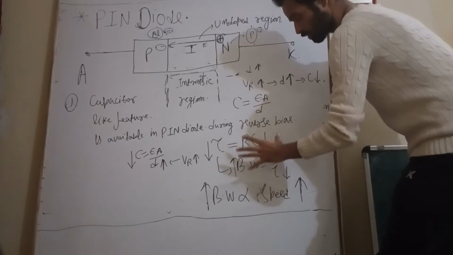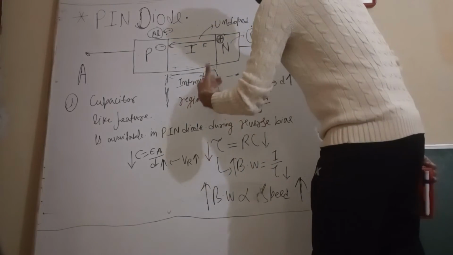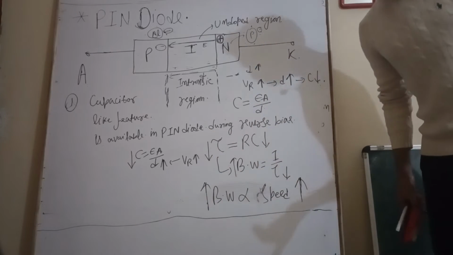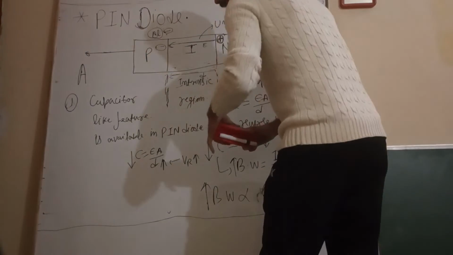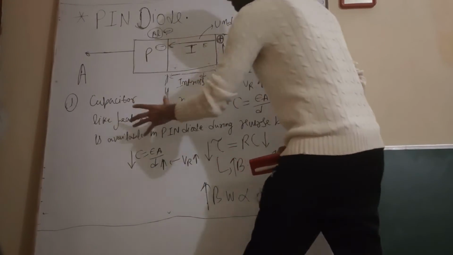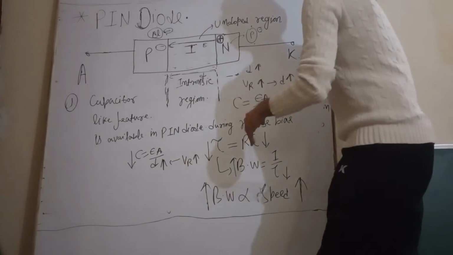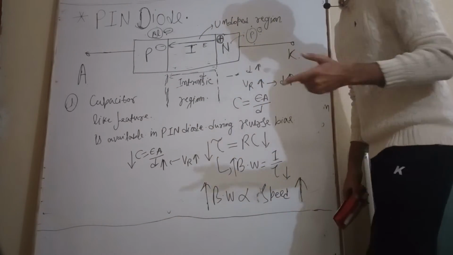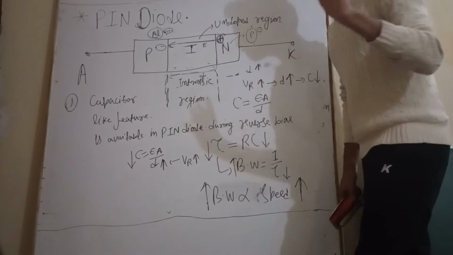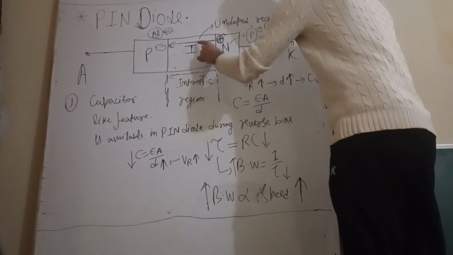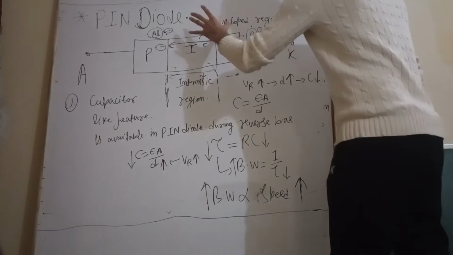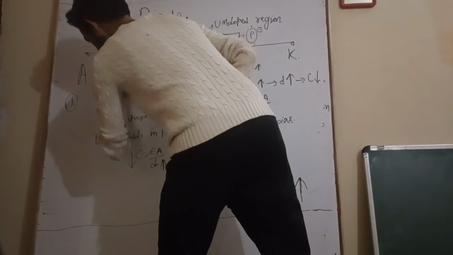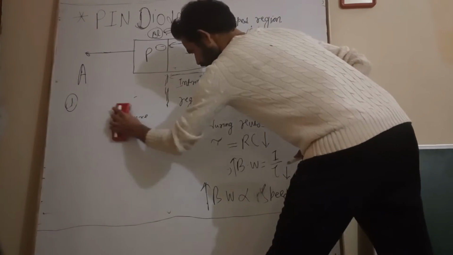Therefore it is appropriate for the application of high frequency signals like microwave. So this is the second feature that we have seen. We have seen two features because of this intrinsic region in the PIN diode. Now coming to the next one.